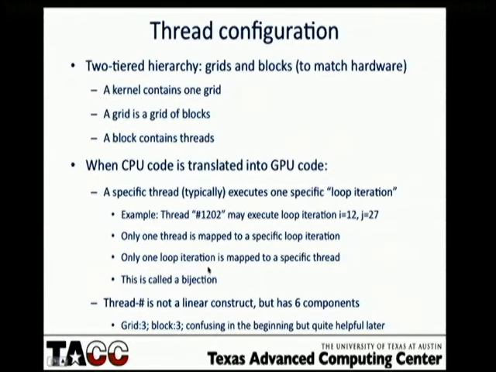But so we call this a bijection. Okay, so it maps one thread to one loop iteration, but we have these two hierarchies, grid 3 and block 3, which is kind of a confusing thing, but that's the XYZ of the grid and XYZ of the block. And typically, most people only use X and Y.